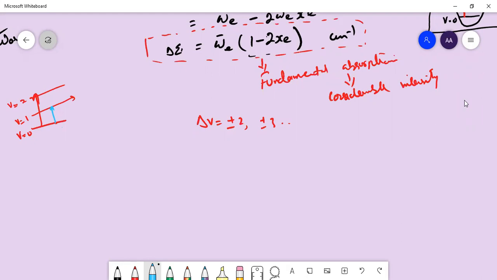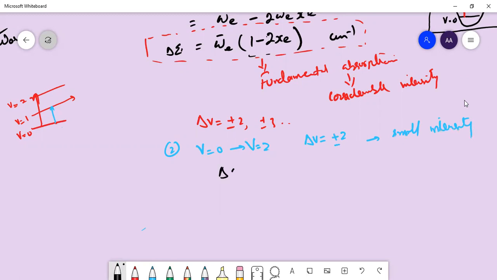So if I see the second transition, that is when V0 goes to V2, the transition is taking place from our ground energy level to the second energy level, which means delta V is plus 2 or minus 2. But the intensity remains very small. So if I get a peak for this, the intensity of that peak becomes very small.